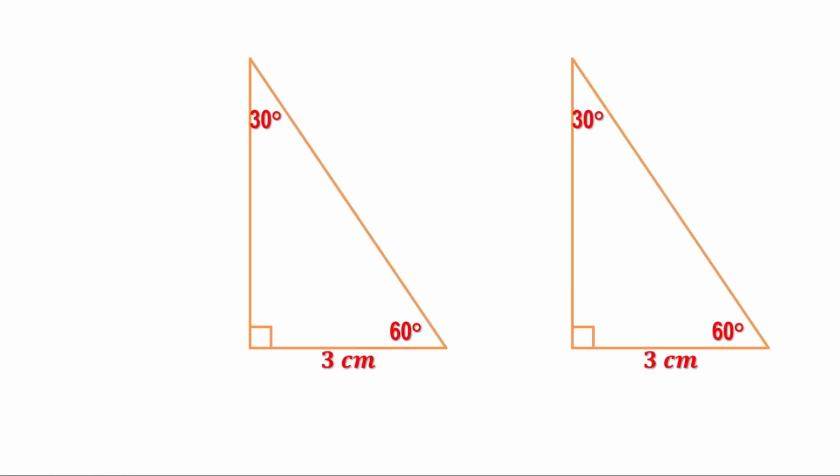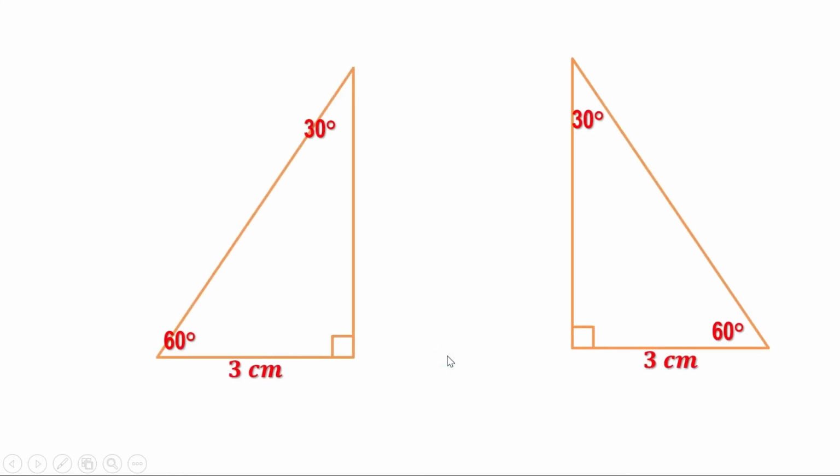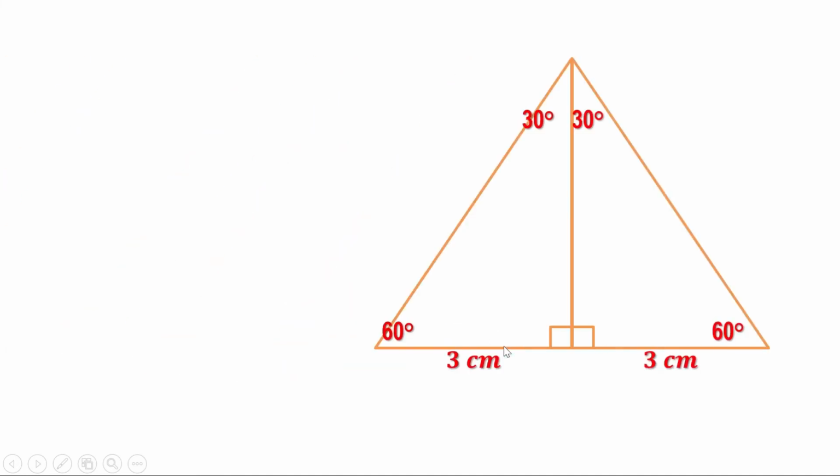For that, let me take a copy of this triangle. Now flip it like this. Now place this triangle adjacent to the first triangle like this. Since this angle is 60 degree, this is also 60 degree. Since this is 30, this is also 30. This side is 3 centimeter, therefore this is also 3 centimeter. Now we have got a large triangle.